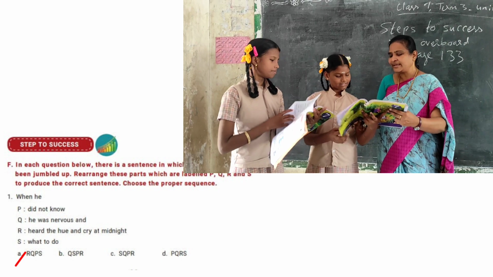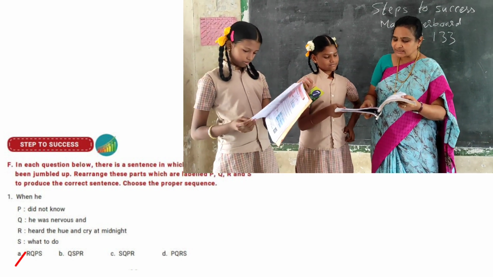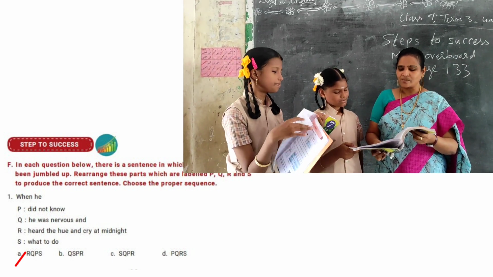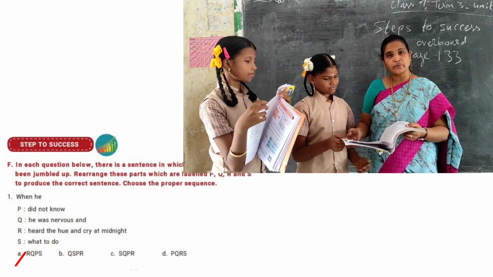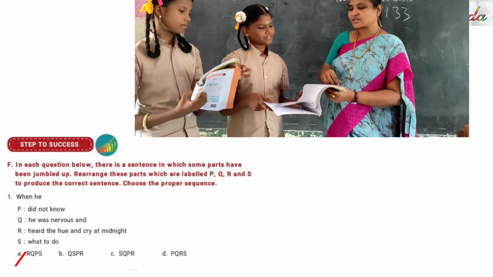So the answer will be: R should be coming first. When he heard the human cry at midnight, then he was nervous and did not know what to do. So when you arrange it, it will come as the correct answer. Okay, next one, children. Second question.